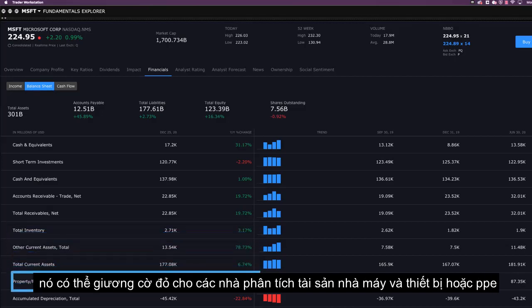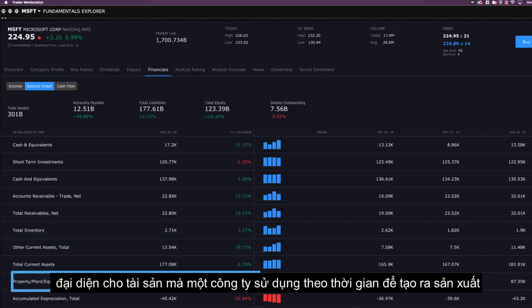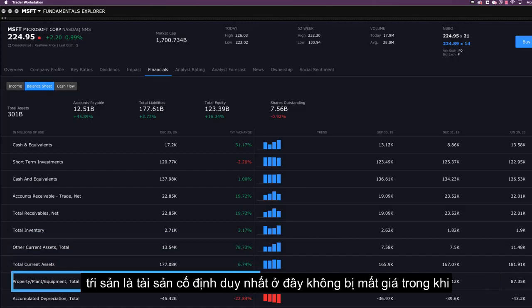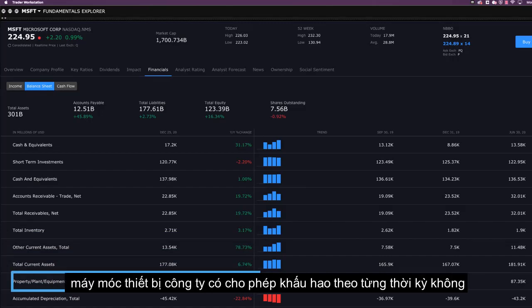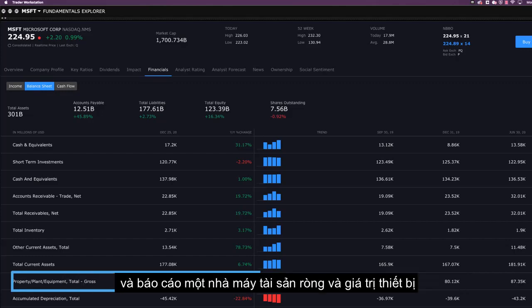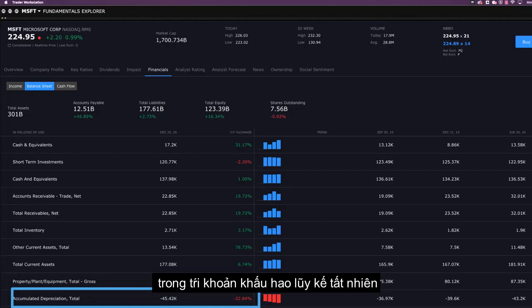Property, plant and equipment, or PPE, represents the assets a company uses over time to create production. Property is the only fixed asset here that does not depreciate, while machinery and equipment do. Companies allow for depreciation over each period and report a net property, plant and equipment value to reflect such erosion. Such losses are accounted for in the accumulated depreciation account.